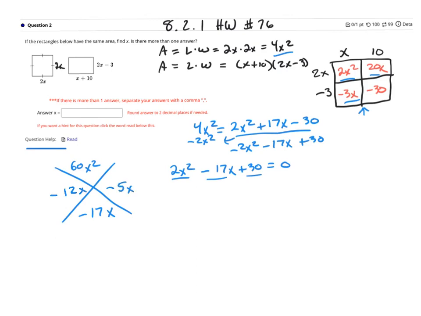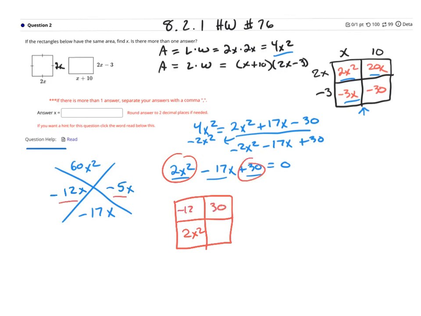Now I need to set up my generic rectangle where this number goes down there, this number goes up there, and then these two numbers go there and there. Now I just need to figure out what goes on the outside. I have 2x and x gives me 2x squared. 2x times negative 6 gives me 12x. X times negative 5 gives me 5x.